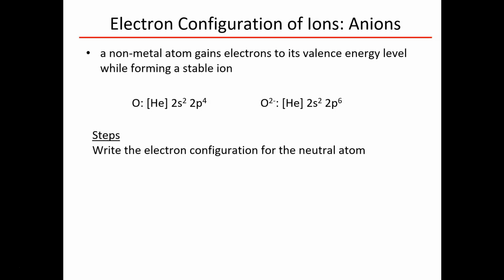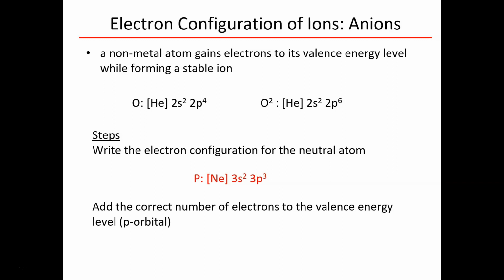So when we want to do the electron configuration of anions, we write out the electron configuration for our neutral atom. So for example, we have phosphorus here in our shorthand notation. And we know that it gains 3 electrons, so we'll write out the ion, and then we'll add the 3 electrons to the p orbital to fill it. So anions, we add our electrons to fill our p orbital.